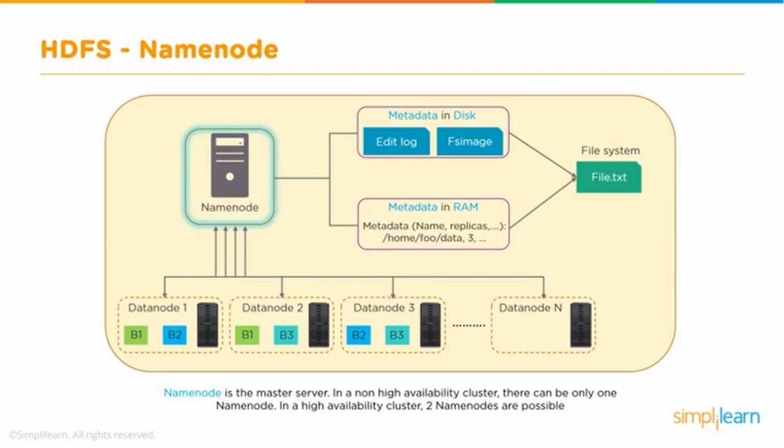Now in a non-high availability cluster, there can be only one name node. In a high availability cluster, there is a possibility of having 2 name nodes. However, in high availability, you would not have the secondary name node. Secondary name node is only allowed when you have one single name node, and the secondary name node does the checkpointing. In a highly available cluster, we would have 2 name nodes, one active and one standby, and we don't need a secondary name node for doing the checkpointing.